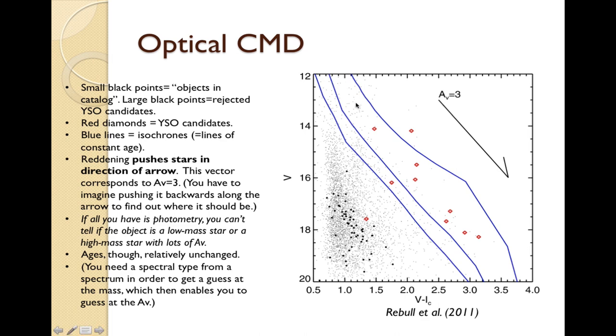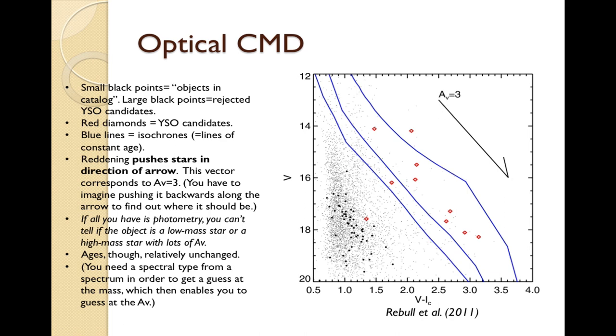The blue lines here come from models, and they are what we call isochrones. They're lines of constant age. The young stars are on their Hayashi tracks, so they're going to come down and move over and land on the main sequence somewhere in here. Reddening pushes stars in this direction. So if I have a reddening of 3 magnitudes at V-band, a star that should be up here is going to get pushed down to here. So it's going to get fainter, but also redder.